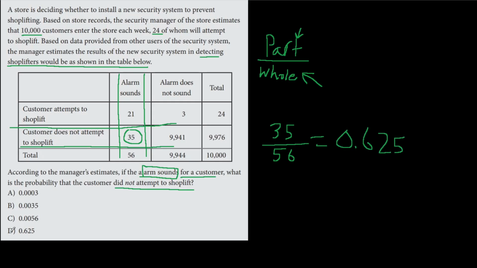So these questions can be one of the easier ones. All you have to do is use this boxing method and look at what they're referring to. Here they say when the alarm sounds, so you know that this is the total that you're looking for. If they said when a customer does not attempt to shoplift, then you would look at this. But they said when the alarm sounds, so this is our starting situation. So yeah, that's it.